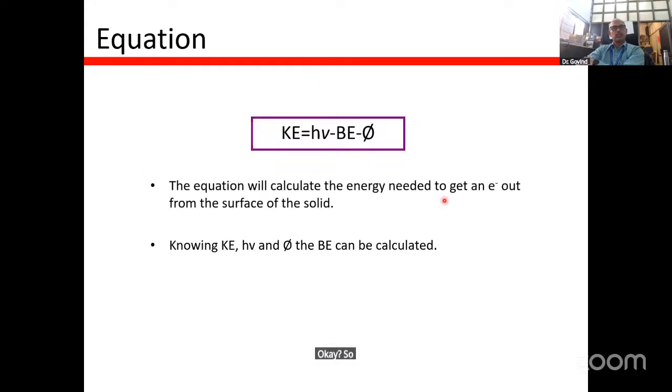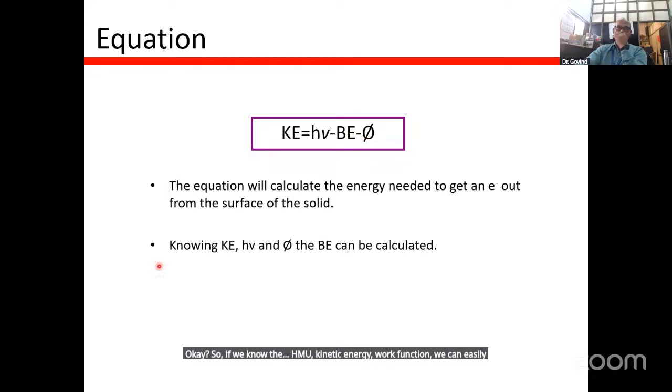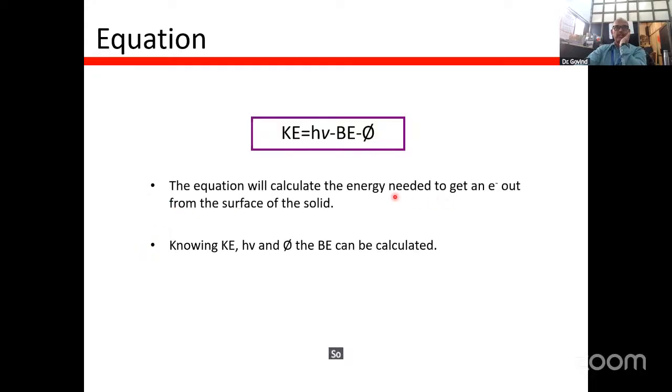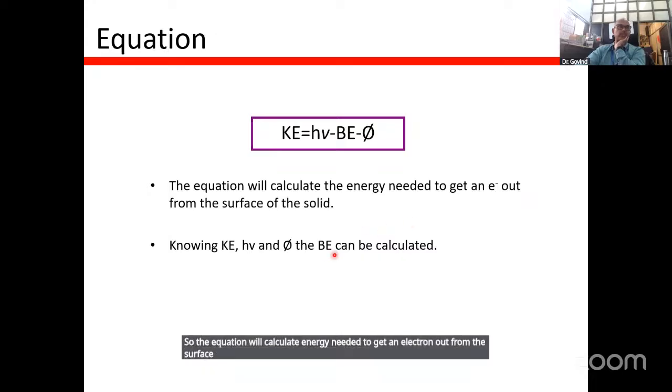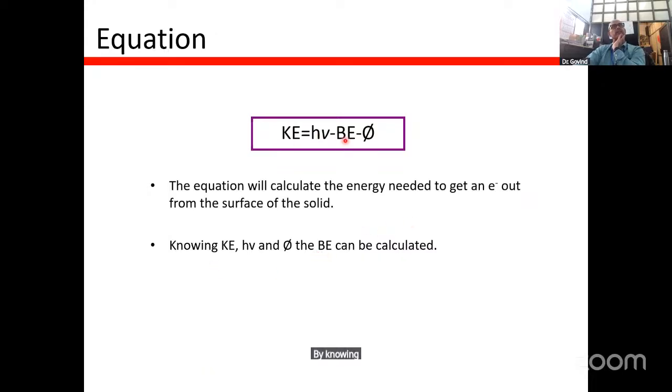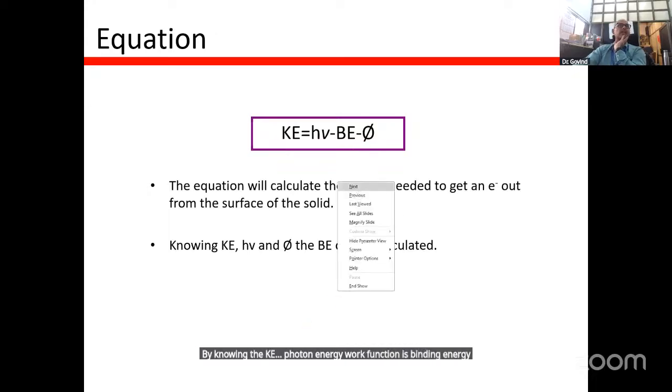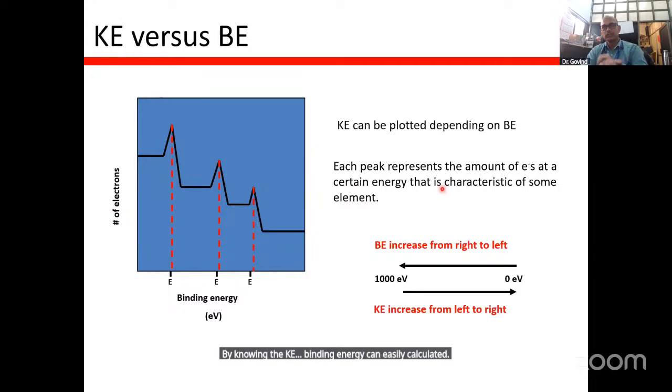So if we know the h nu, kinetic energy and work function, we can easily know the binding energy. The equation calculates the energy needed to get an electron out from the surface of a solid. By knowing the kinetic energy, photon energy and work function, the binding energy can be easily calculated. Now, previously I have shown how that noise can be created.